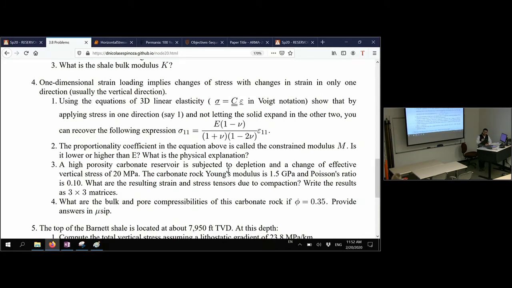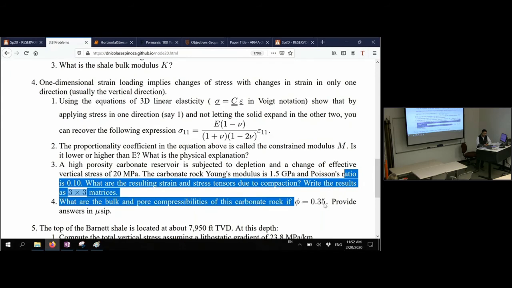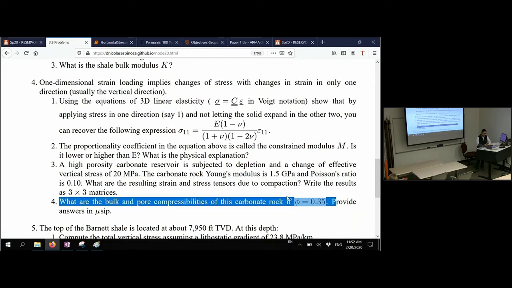And one more thing that you have to do over here is you also have to calculate the compressibility. So if you know the Young modulus and the Poisson ratio, you can calculate the constraint modulus. As soon as you calculate the constraint modulus, if you know the porosity of the rock, you can also calculate what is going to be the pore compressibility, and I'd like you to convert also to microsips.